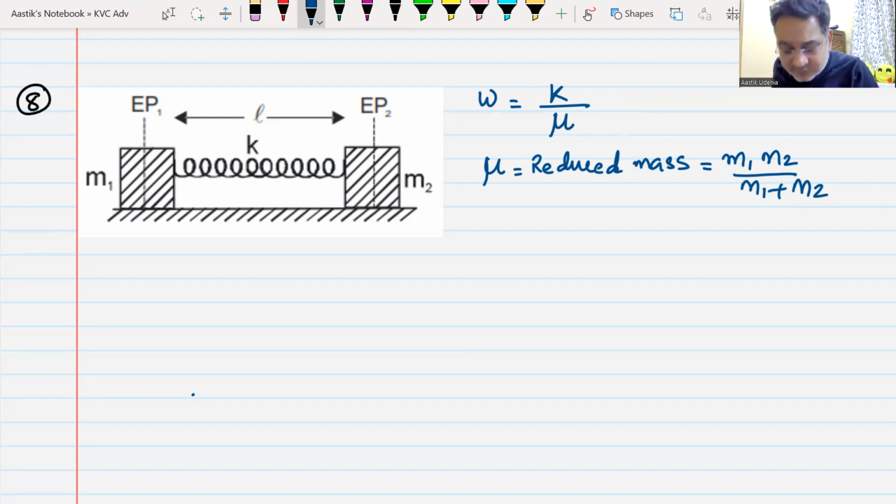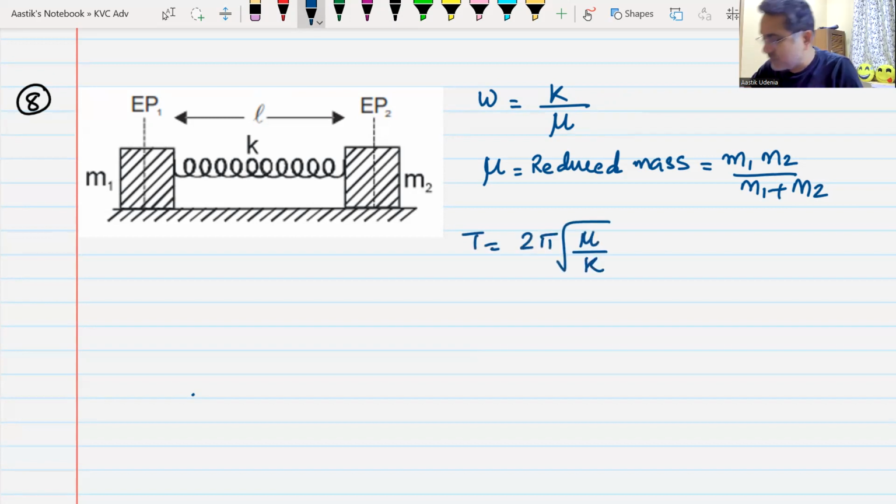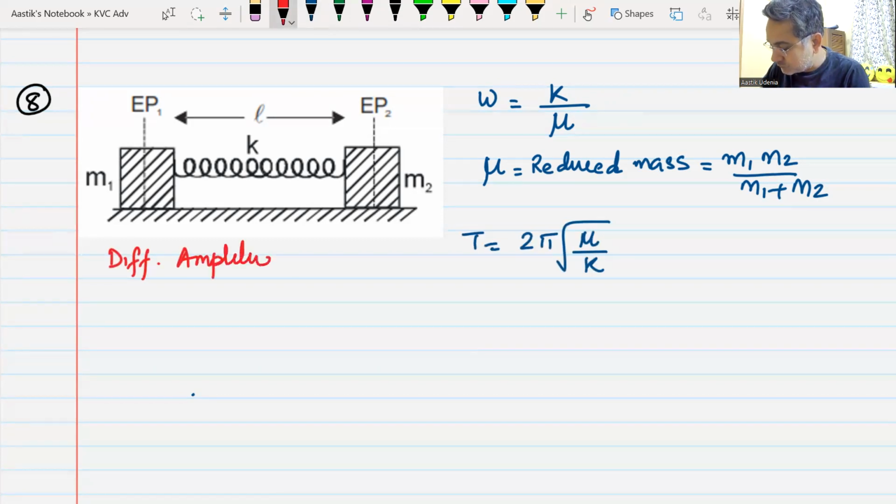You cannot take the mass of block 1, you cannot take the mass of block 2, you have to take the combined mass. It's not the combined mass, it's known as the reduced mass, m1 m2 upon m1 plus m2. Time period will become 2 pi root over mu by k. Instead of writing this entire thing, I can write it as mu. Do we understand this? They will have the same angular frequency, the same time period, but their amplitudes will not be the same. They will have different amplitudes.